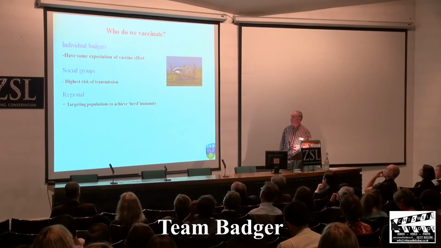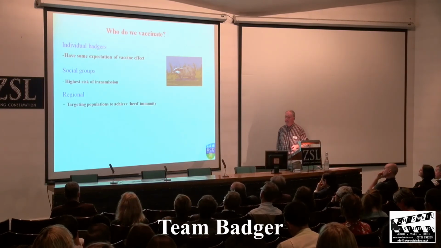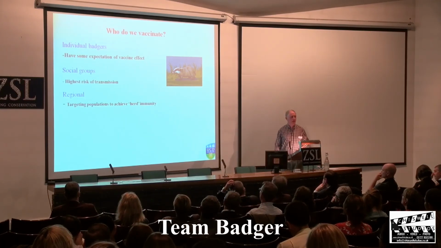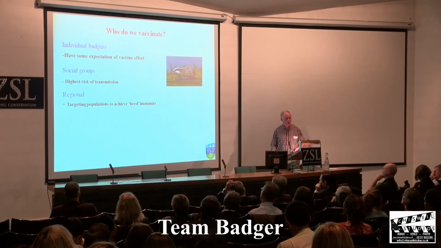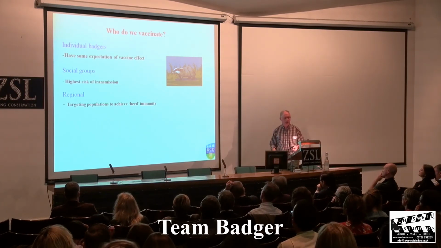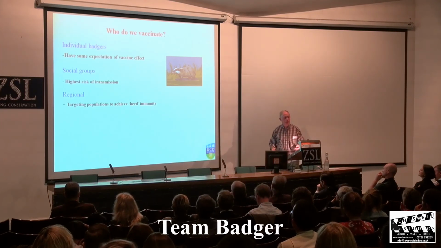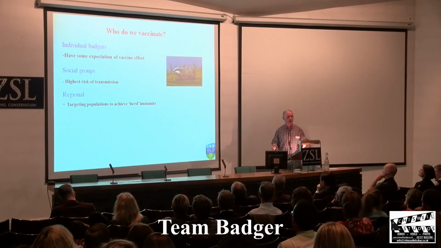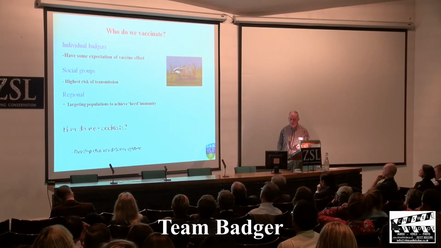So who do we vaccinate? I'll just finish off now. Well, if we vaccinate individual badgers, we have some expectation of vaccine effects, but it doesn't tell us an awful lot at the individual level. Social groups are the highest risk for transmission because they congregate together, and again, you might get dispersal with culling or other perturbation. Really what you do is regional, because regional targets the whole population, and you get this level of herd immunity, and you're much more likely to have a long-term effect in the population.